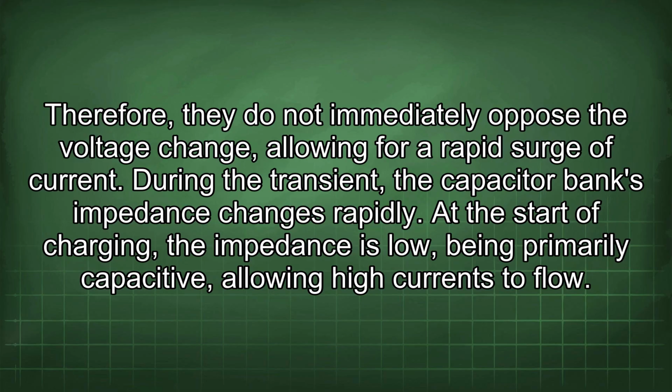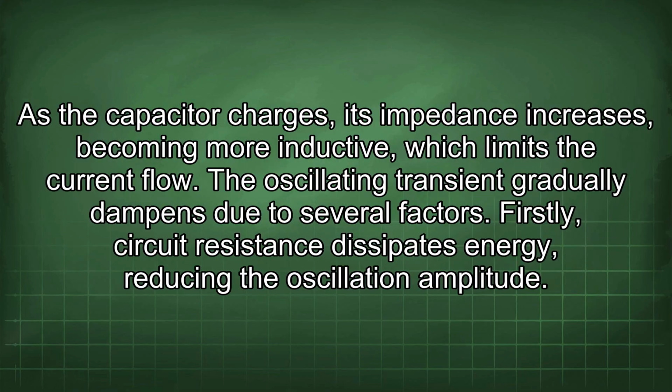During the transient, the capacitor bank's impedance changes rapidly. At the start of charging, the impedance is low, being primarily capacitive, allowing high currents to flow. As the capacitor charges, its impedance increases, becoming more inductive, which limits the current flow.